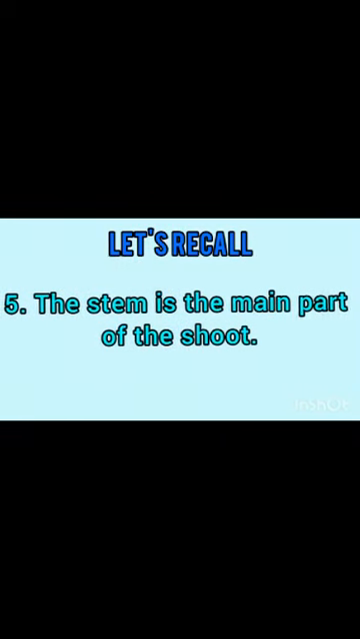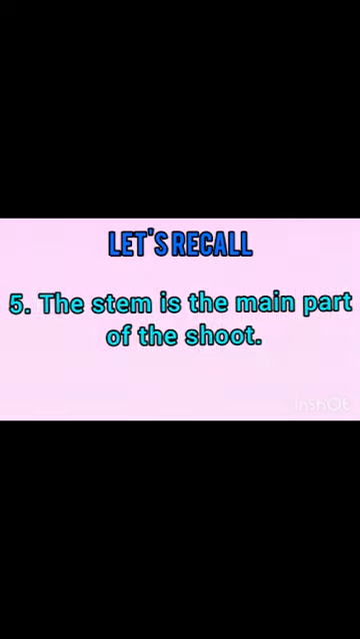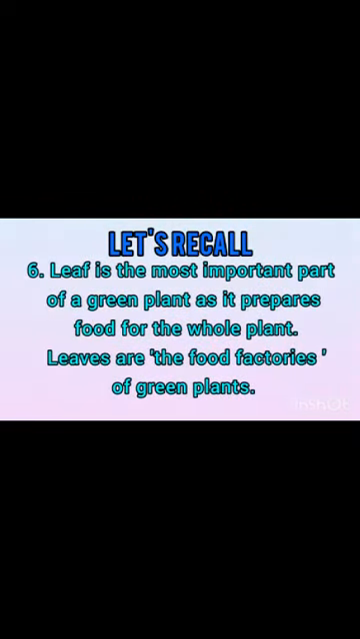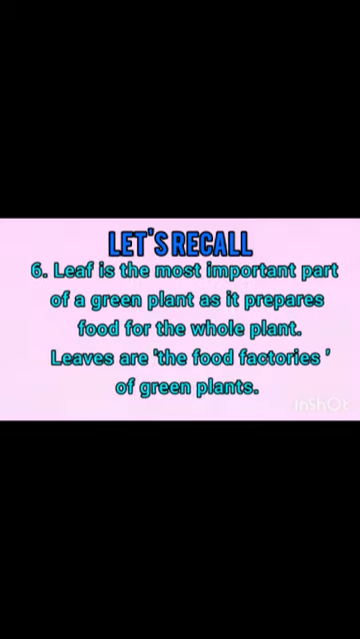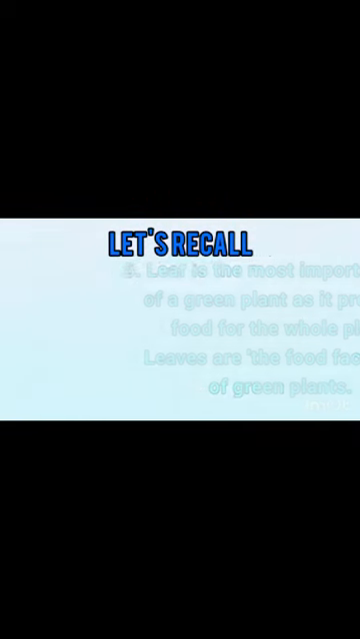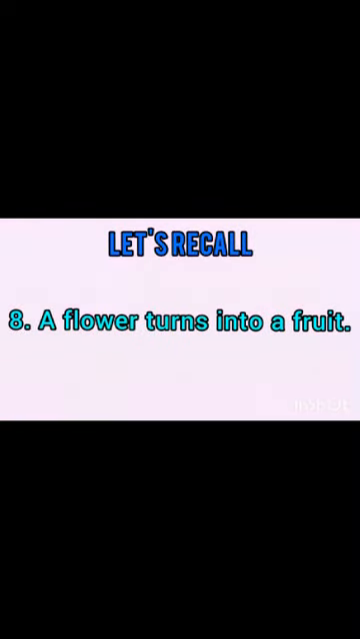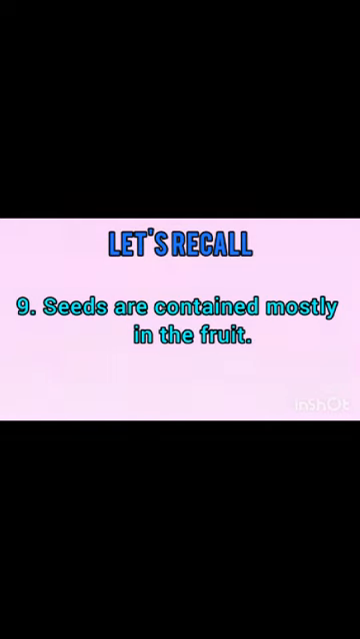The stem is the main part of the shoot. Leaf is the most important part of a green plant as it prepares food for the whole plant. Leaves are the food factories of green plants. Flowers grow on the stem. A flower turns into a fruit. Seeds are contained mostly in the fruit.